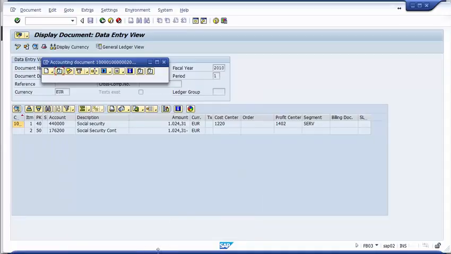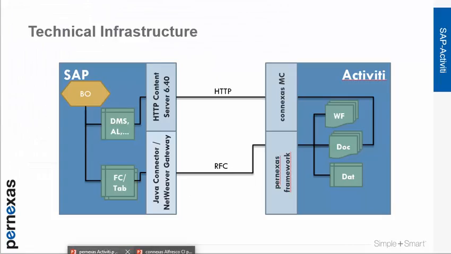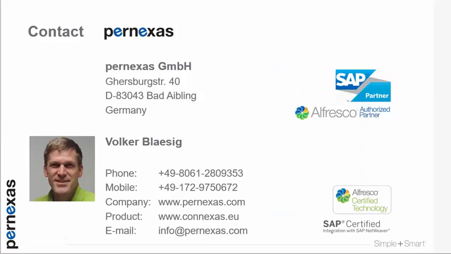So I hope that you could get short information on how we use Activiti in combination with SAP, so that we can use data from SAP in the Activiti workflow, that we can push forward information from Activiti to SAP, and that we even can link documents related to Activiti and SAP.